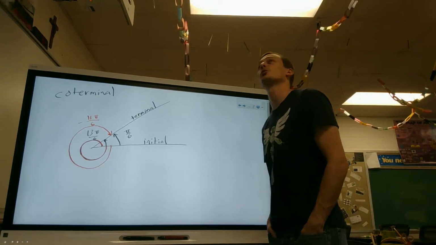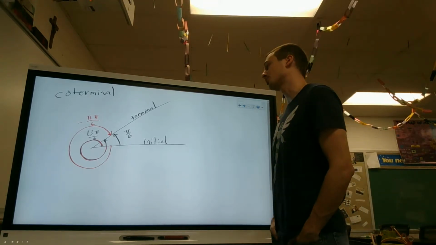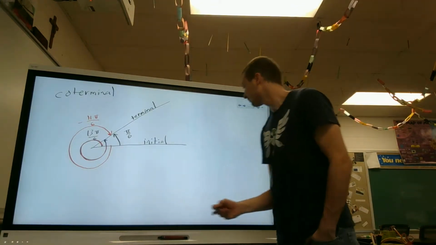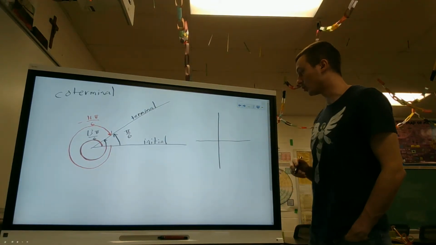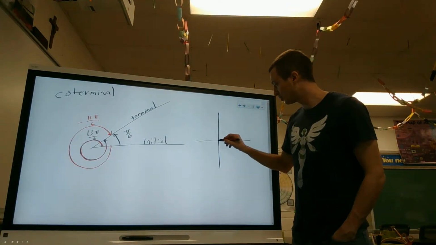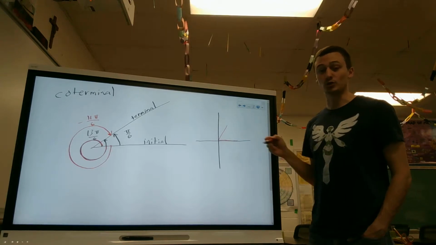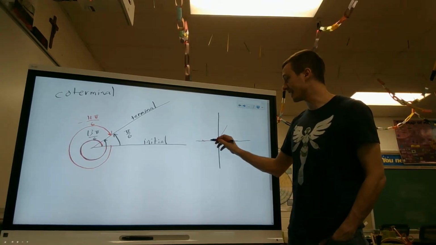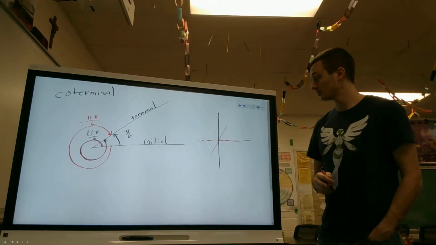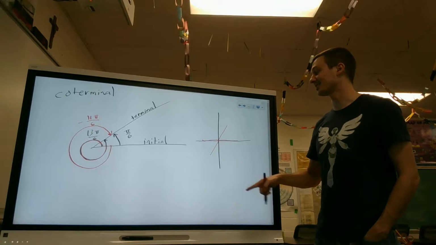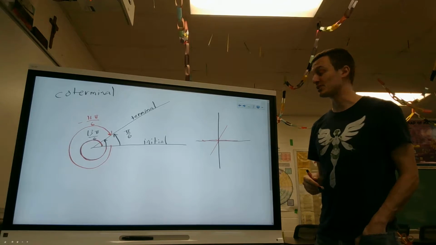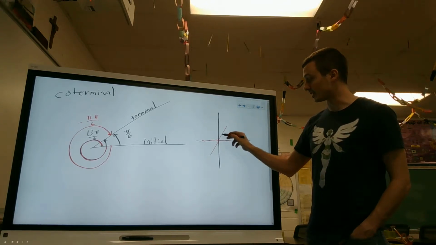There are things as angles drawn in standard position, and angles drawn in standard position have their initial side on the positive x-axis. So if I have a coordinate system and I have an angle right there, that's an angle drawn in standard position. I could draw the exact same angle on the other side, but that's not in standard position, because this initial side is not on the positive x-axis.